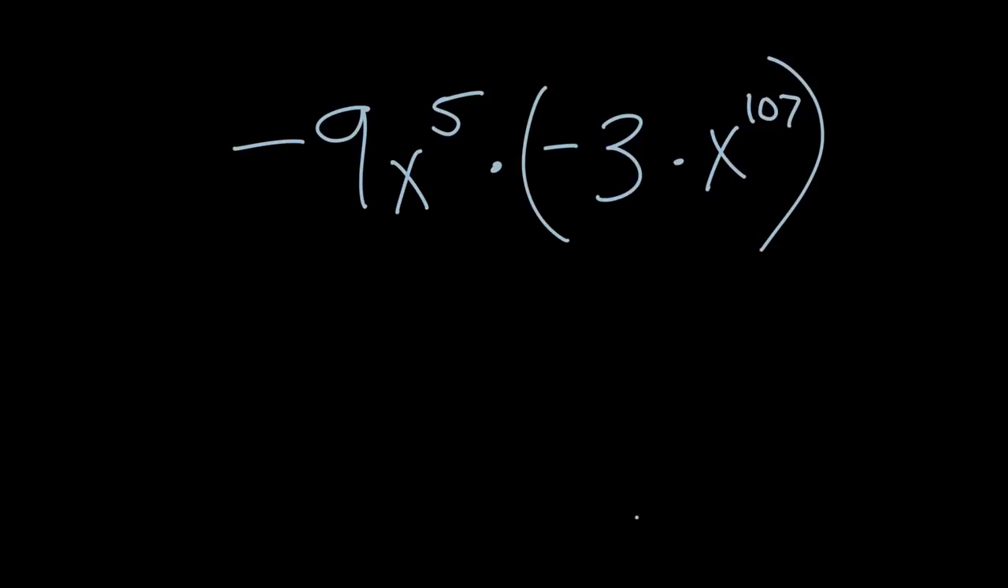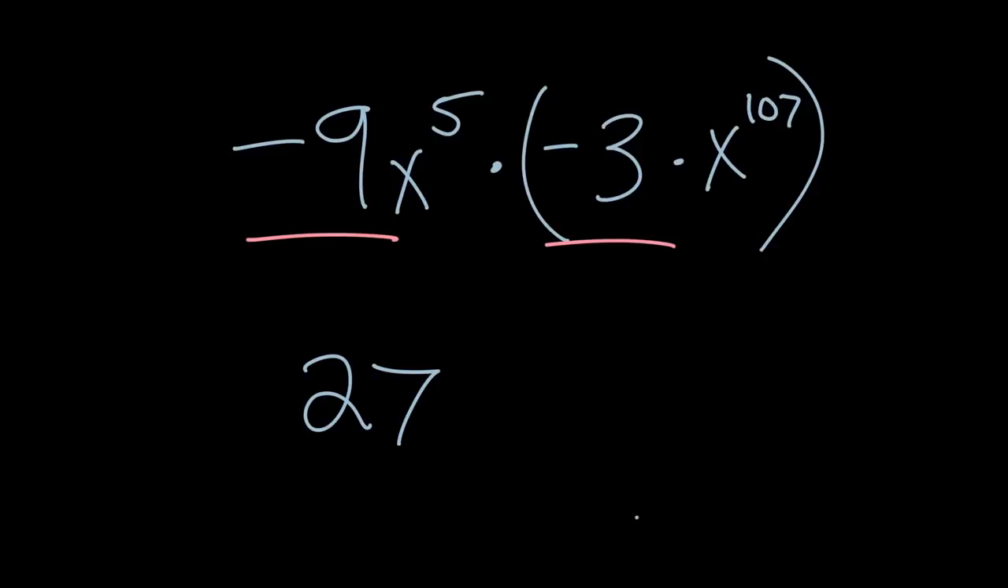107th power. If I would have showed you this before this video, you would have said, oh my goodness, there's nothing I can do. I'm boxed. There's no way out. But now you know that it's as simple as follow the rules. We're going to multiply the coefficients. Negative 9 times negative 3 is 27. 2 negatives is a positive, and 9 times 3 is 27.